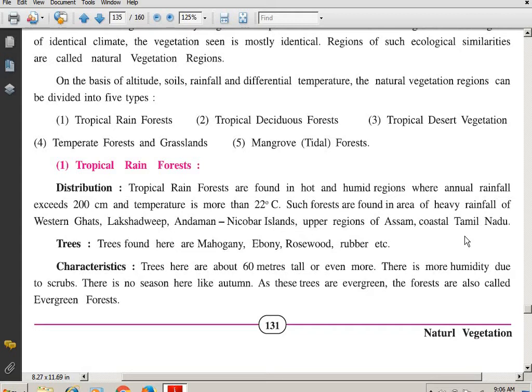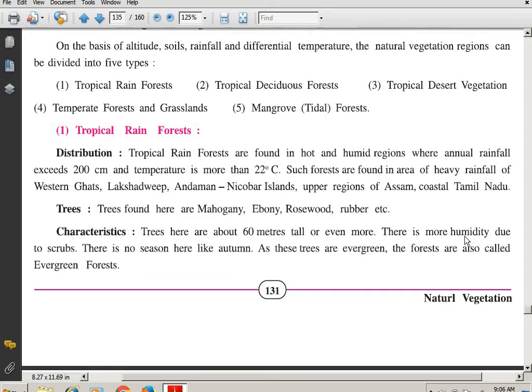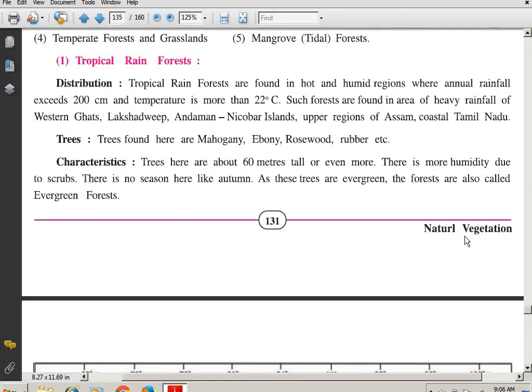Now, which trees have been found? Which trees do grow in the tropical rainforest? The trees found here are mahogany, ebony, rosewood and rubber. These are the 4 names mentioned over here: mahogany, ebony, rosewood and rubber. Now, what are the characteristics of these trees? The trees which have grown in the tropical rainforest.